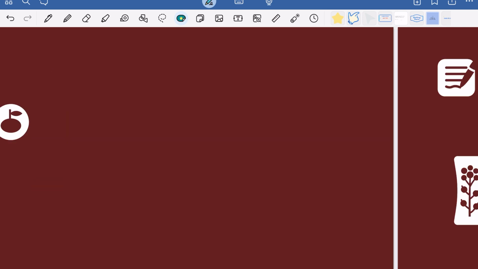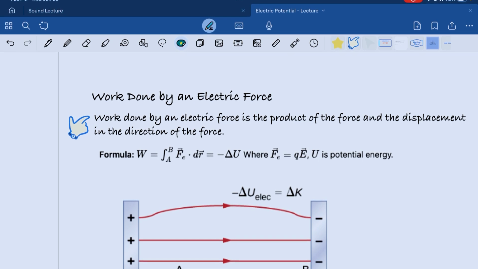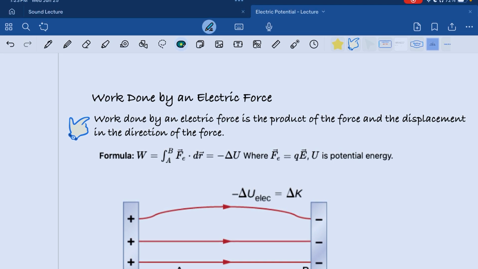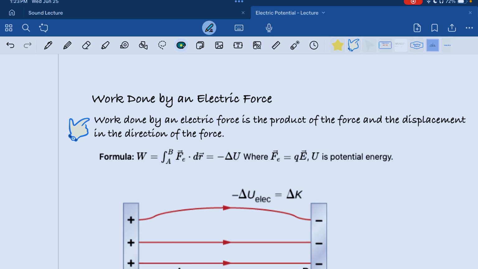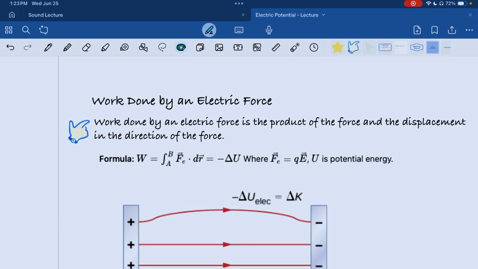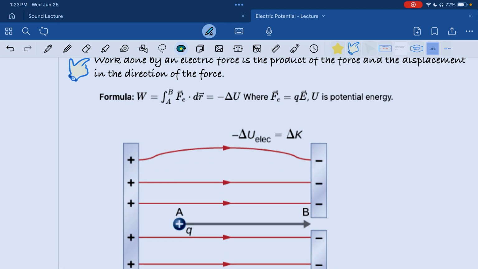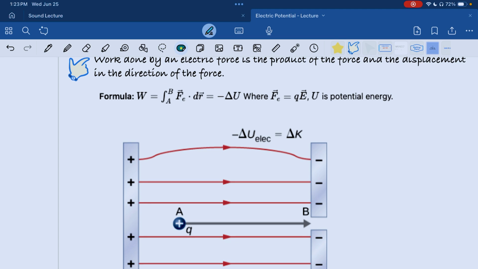So let's begin. When a charge moves in an electric field, the field can do work on it, just like gravity does when an object falls. In this diagram, you have an electric field set up between two oppositely charged parallel plates. The field is from the positive plate to the negative plate as shown in the diagram.